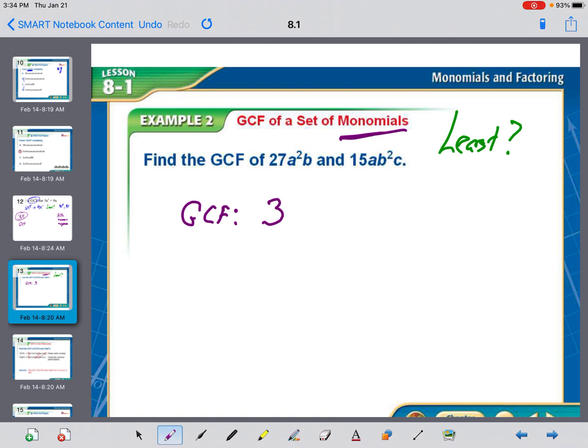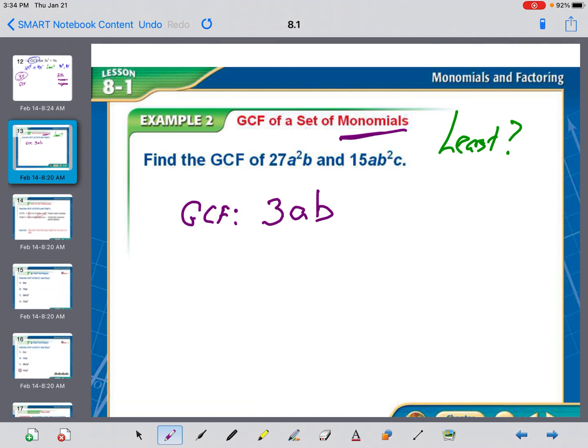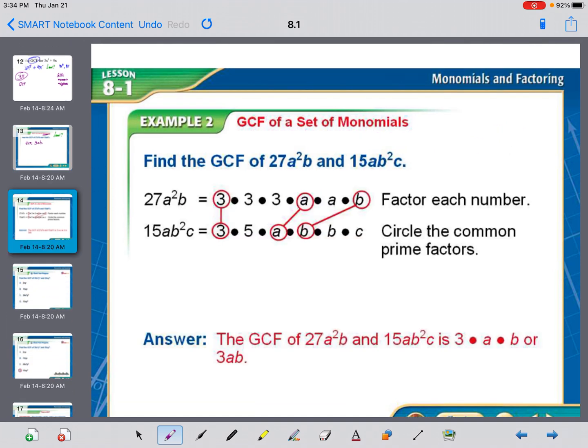In regard to the variables, where is it found the least? Look at the A. Where's it found the least? A squared or A to the first? Where's B found the least? B or B squared? And do you recognize they do not have a C in common? So C cannot be part of the common factor because they don't have a C in common. So the answer is 3AB.